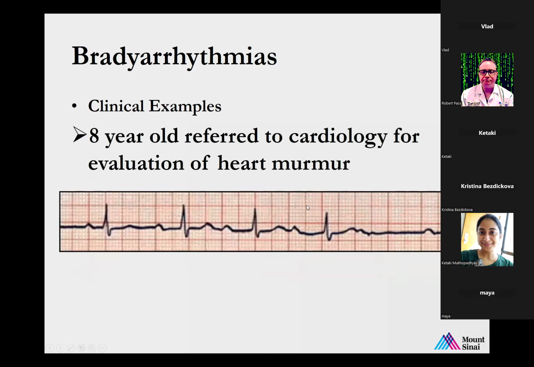And that's in contradistinction to this tracing, where we see that the PR interval is getting longer and longer and longer until finally we see a dropped P wave. This would be an example of a patient in whom there's a first-degree heart block. I'm sorry, Mobitz 1 heart block. I apologize. This is an example of Mobitz 1 heart block.